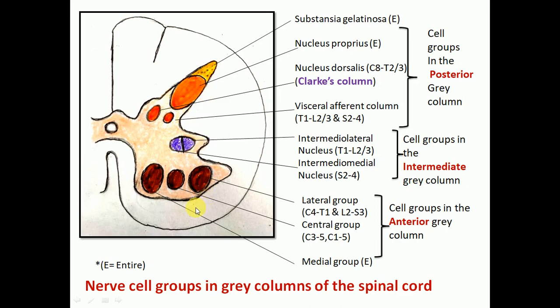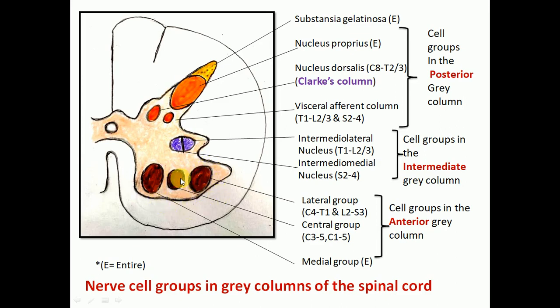In the anterior grey column, the medial-most group, mentioned here as E for entire, means the medial group of nuclei is present throughout the length of the spinal cord, and they supply the trunk as well as neck muscles. Then the lateral group is present between C4 to T1 and L2 to S3, that is, from the brachial plexus and lumbosacral plexus. In short, they innervate the muscles of both extremities, upper limb as well as lower limb.